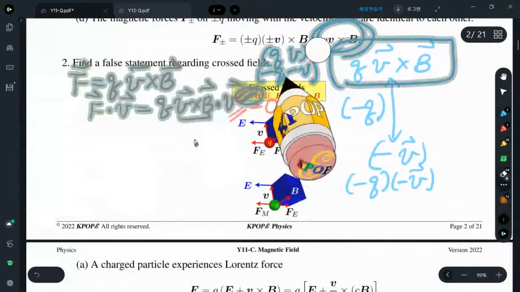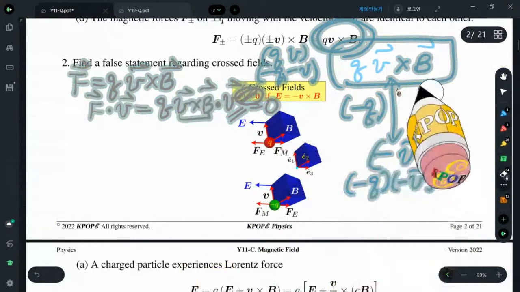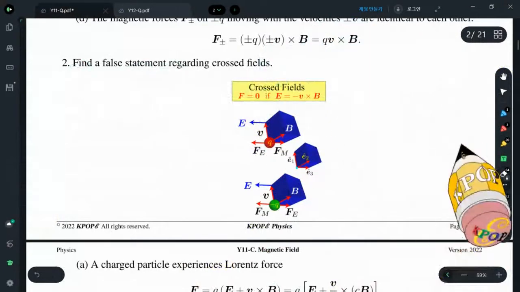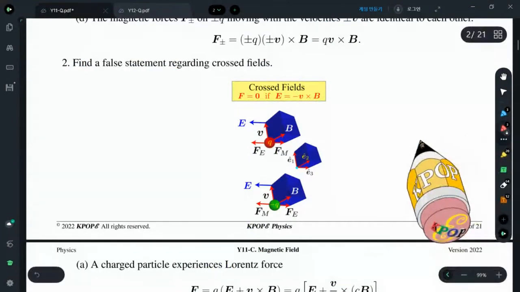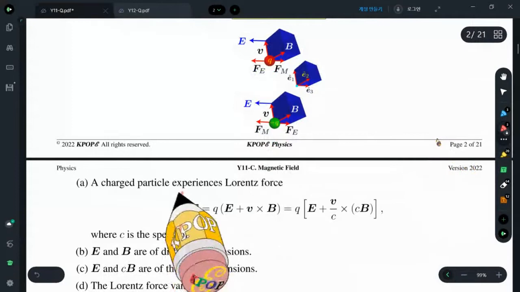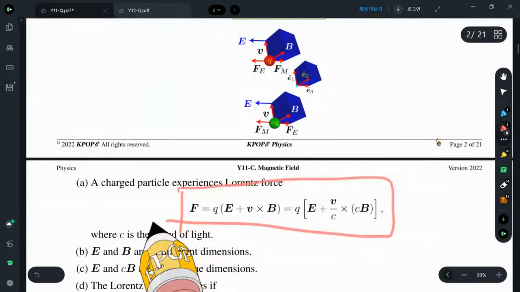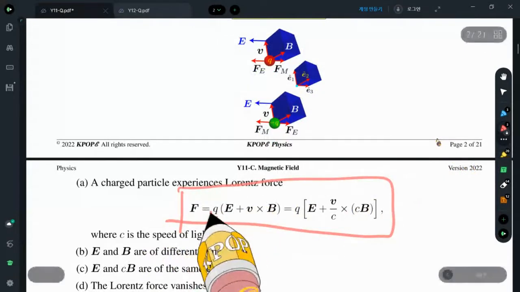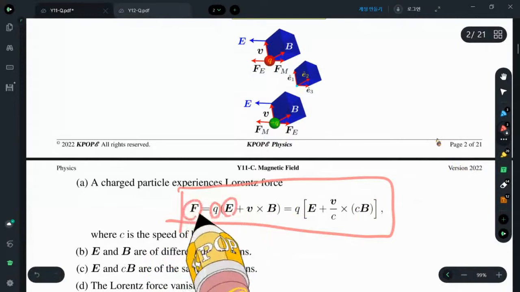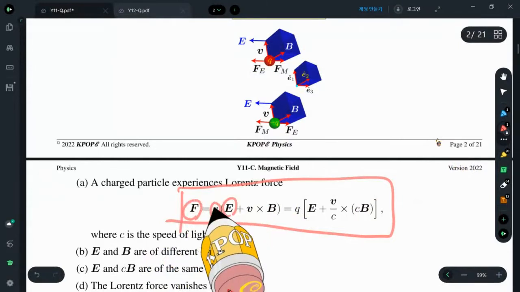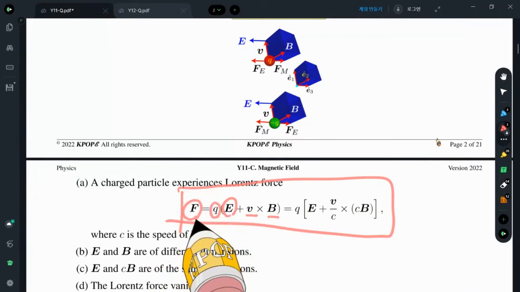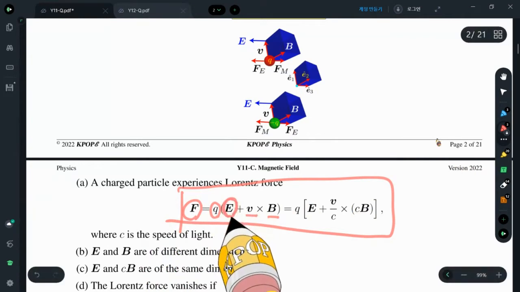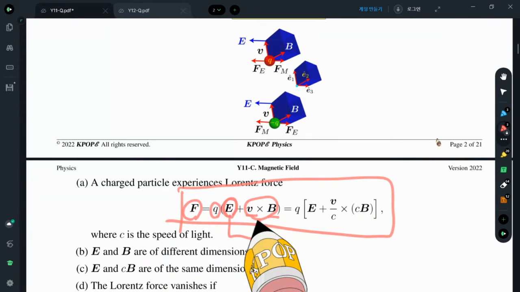Next, we consider crossed fields. Crossed fields means the electric field and magnetic field are perpendicular to each other. We first look at this expression for the Lorentz force. First of all, Q times the electric field is the electrostatic force. Q times V times B is the magnetic force. Therefore, the electric field and VB must be of the same dimensions.